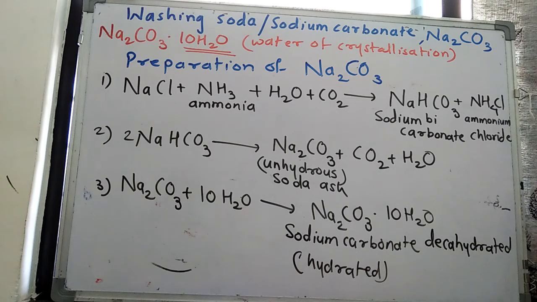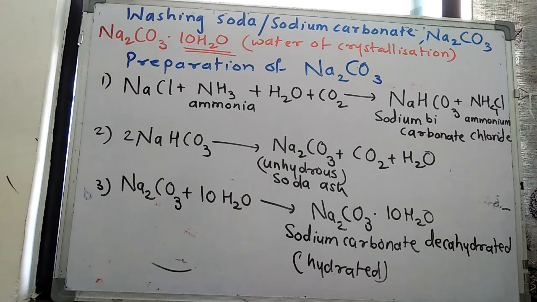NaCl plus NH3, that is ammonia, plus H2O plus CO2. These are the four reactants. They react with each other to form NaHCO3 plus NH4Cl. This NaHCO3 is sodium bicarbonate. Then in the second reaction we will heat the NaHCO3. Then we will get Na2CO3 plus CO2 plus H2O.